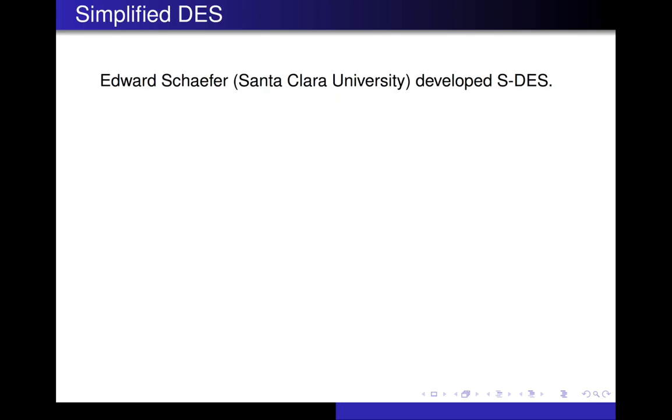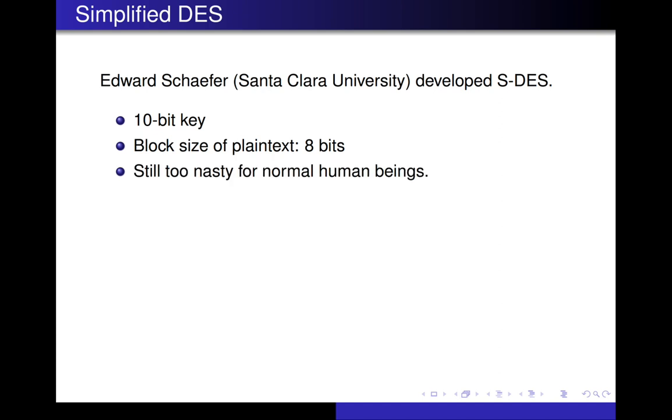Now, we're not going to learn the Digital Encryption System because it is horrendously complicated. However, someone named Edward Schaefer at Santa Clara University developed a simplified version that he called SDES. That one used a 10-bit key. Right? We didn't go all the way up to 56 bits. This is just a 10-bit key. The block size of our plain text was 8 bits instead of 64, so that made it a little simpler. However, this is still too nasty for normal human beings. We are not going to learn this version.